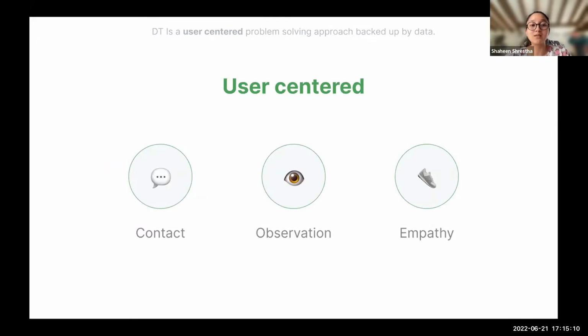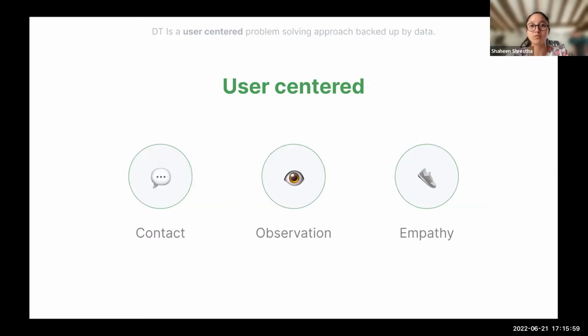So design thinking is user-centered. What does user-centered mean? It means user-focused. We keep our user, our target audience, in focus, and we try to see the problem that they are facing. It means we come in contact with the users, which is either through interviews or through observation.